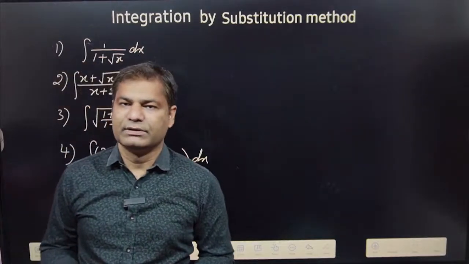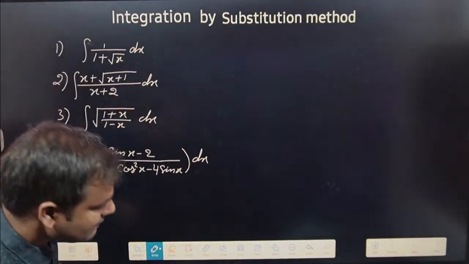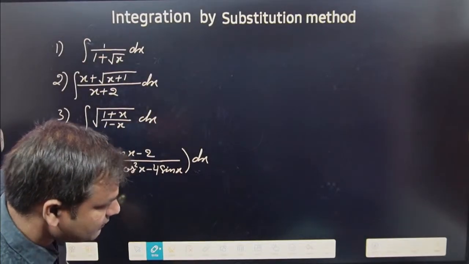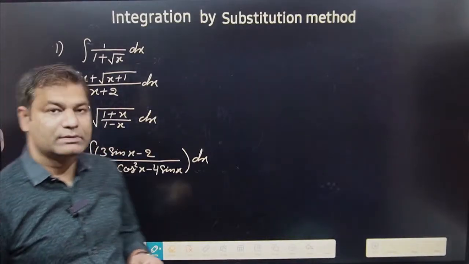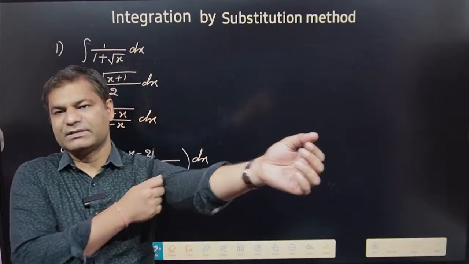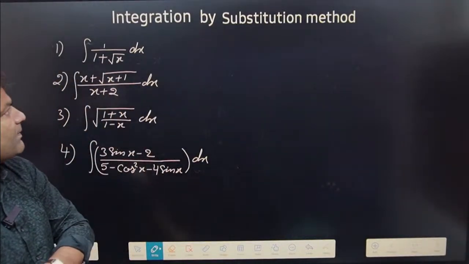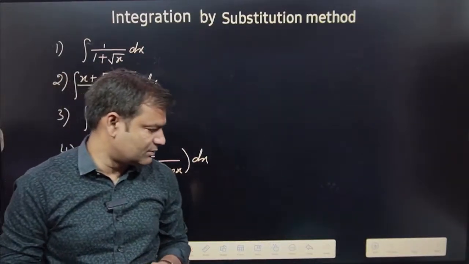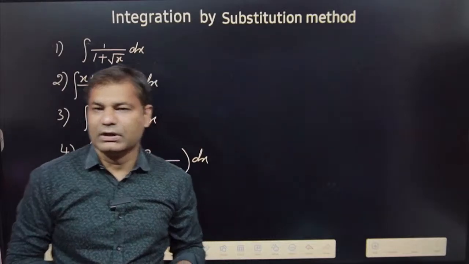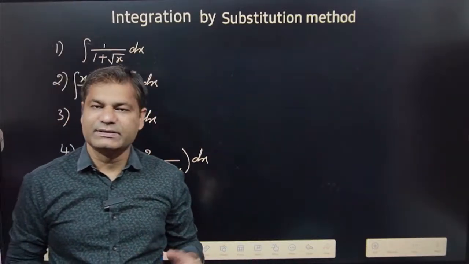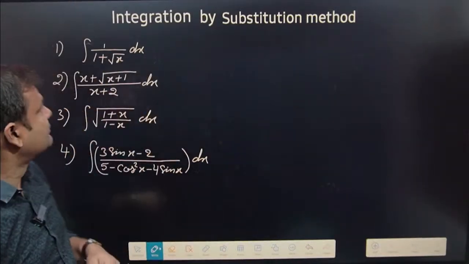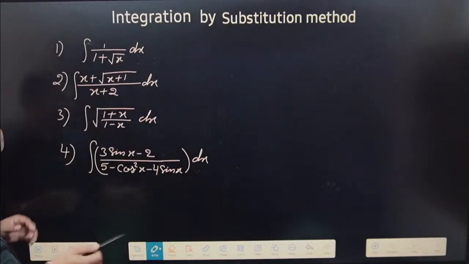Now today we'll focus on the method of integration, and the topic name is substitution, integration by substitution method. In the last class I have already discussed some problems also, so that class is continued.